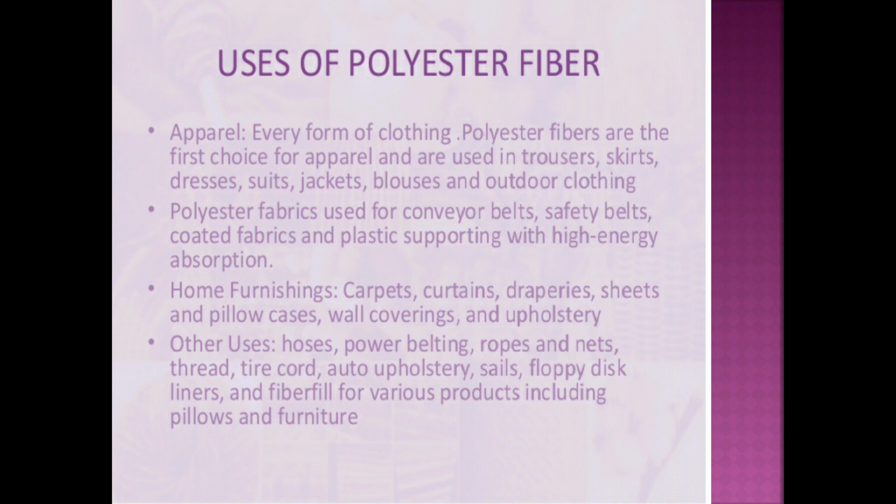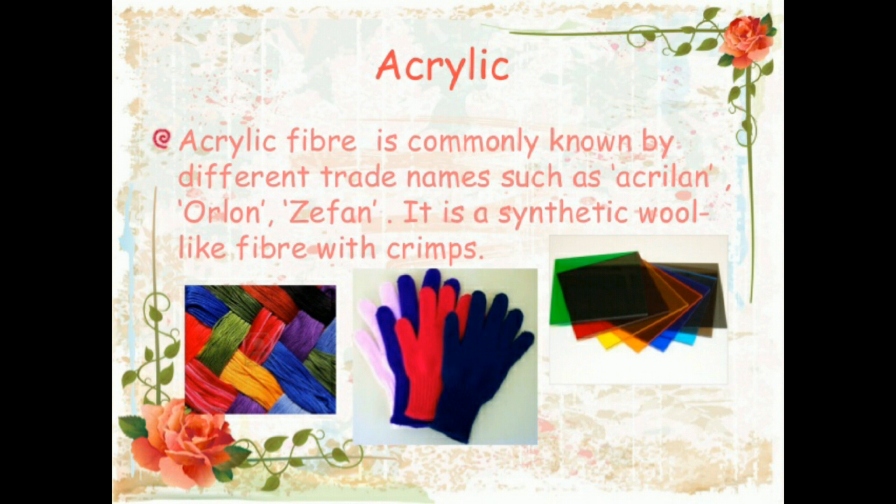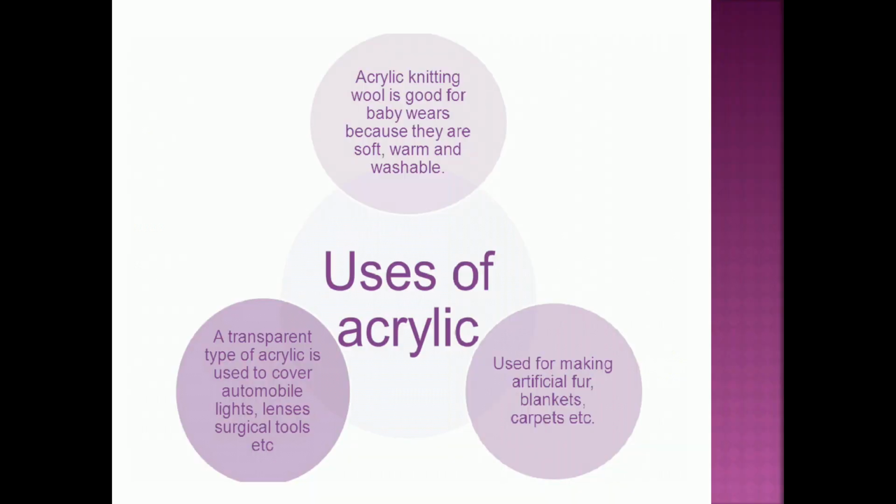What are the other uses of polyesters? They are used in power belting, ropes and nets, and fiber fill for various products, including pillows and furniture. Now, what is acrylic? Acrylic fiber is commonly known by different trade names such as Acrilan and Orlon. It is a synthetic wool-like fiber with crimps. Now, what are the uses of acrylic? Acrylic knitting wool is good for baby wear because it is soft, warm, and washable. It is also used for making artificial fur, blankets, and carpets.